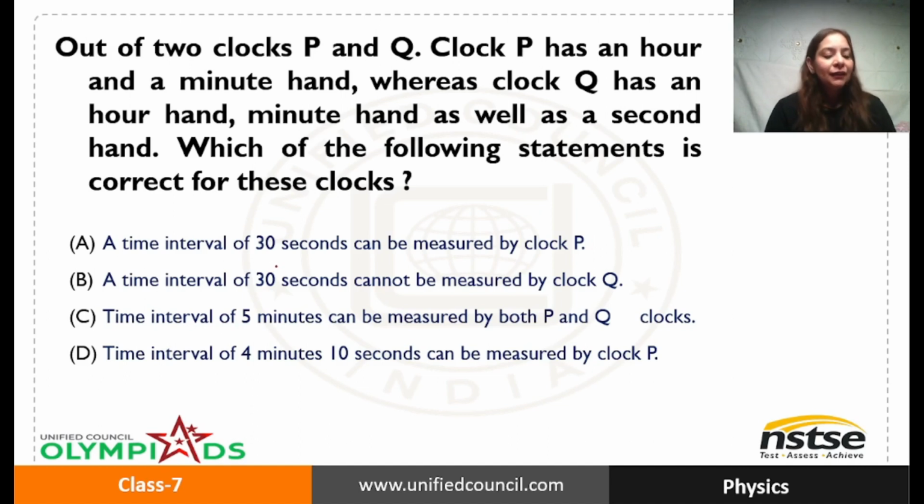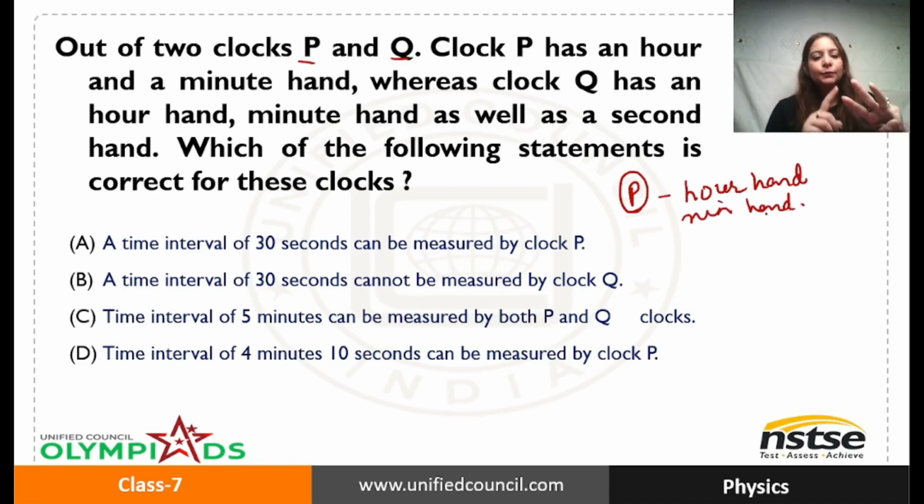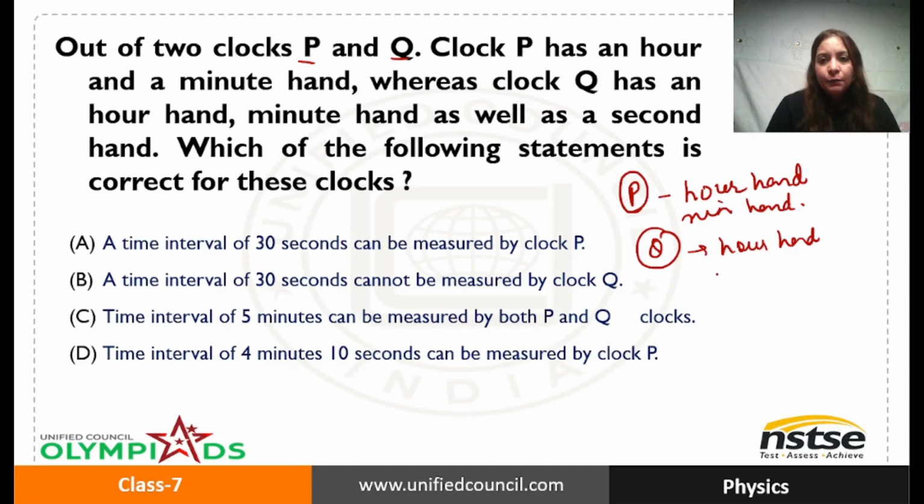Okay, next question. Out of two clocks P and Q, clock P has an hour and minute hand. I'll write here, clock P has got two hands, hour hand and minute hand. Otherwise we know that all the clocks have got three hands: hour hand, minute hand and second hand. But in clock P, you can make out the second hand is missing. Clock Q has an hour hand, minute hand, and the second hand also. So it's a true clock, we can say, because it will give us the information about the seconds, minutes and also the hours.